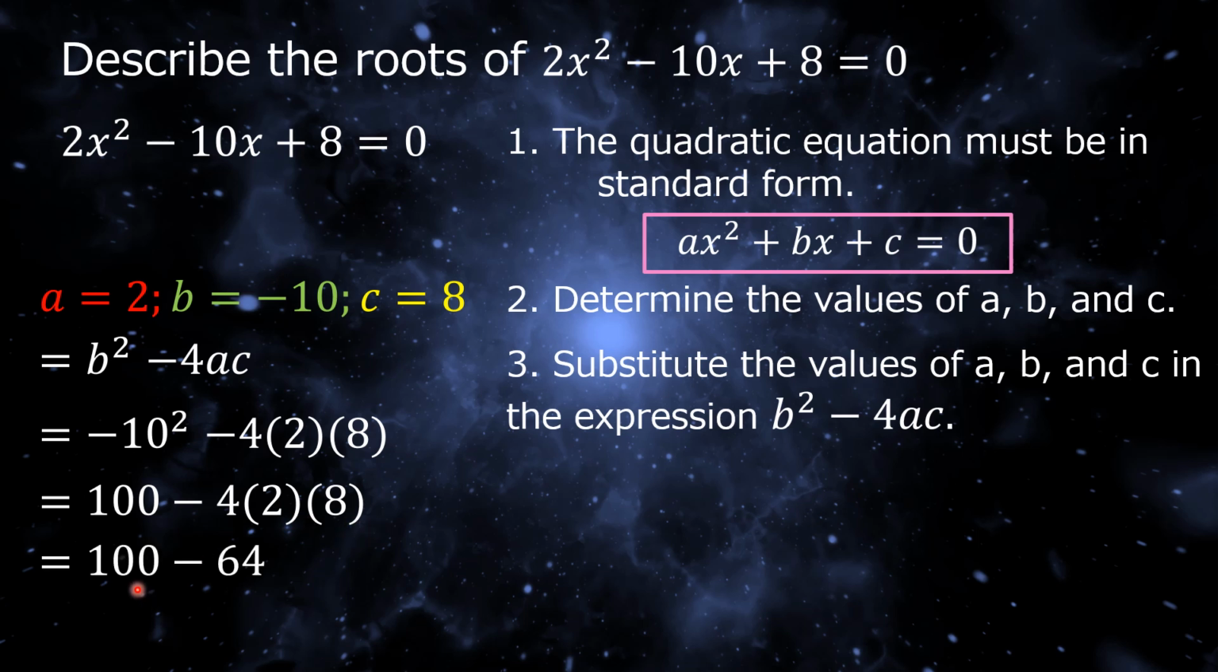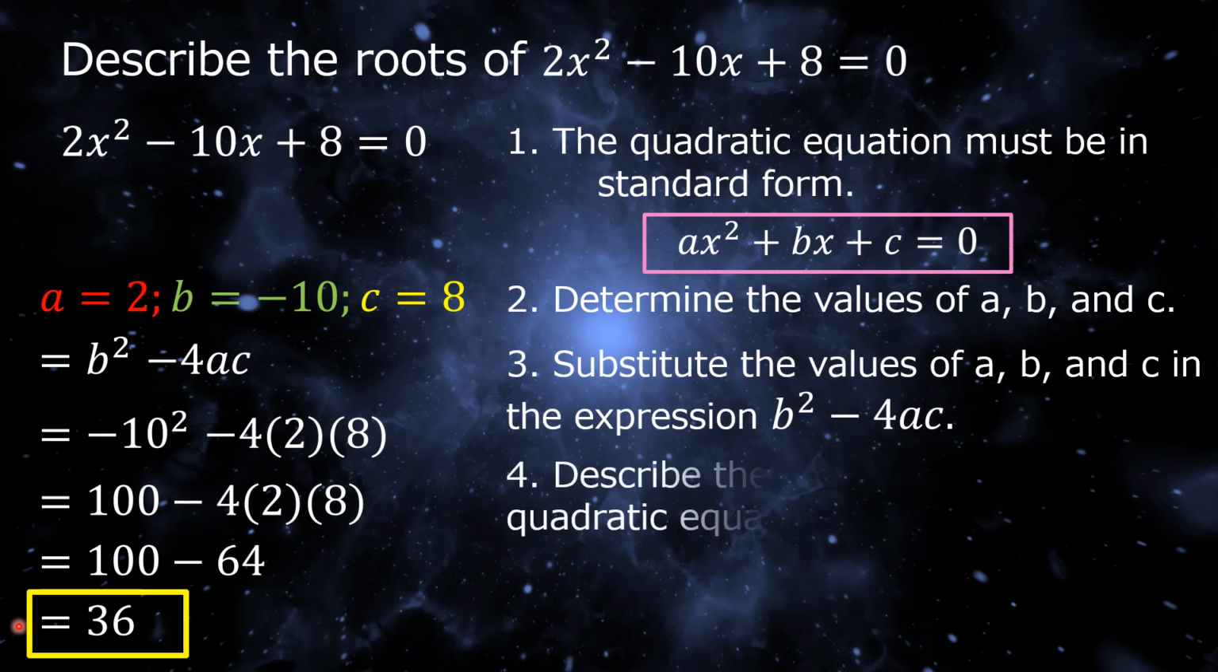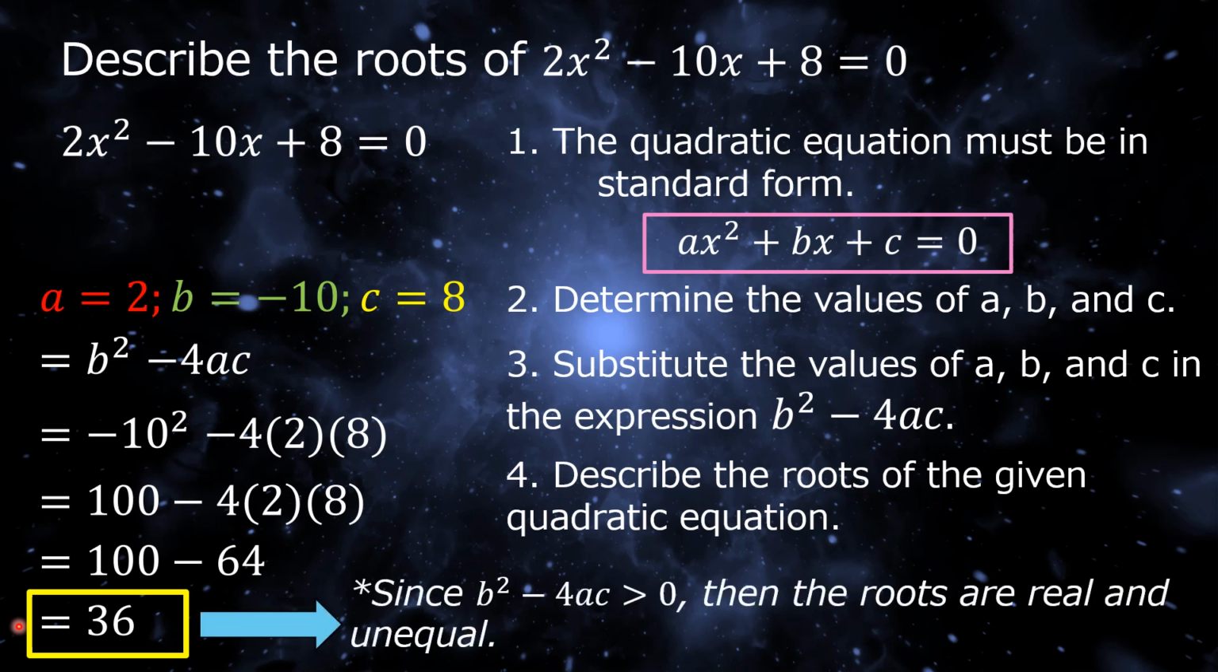So, i-bring down natin yung 100 minus 4 times 2 is 8. 8 times 8 is 64. So, let us now subtract. 100 minus 64 is 36. Fourth step is to describe the roots of the given quadratic equation. So, meron na tayong final answer ng discriminant which is yung 36. Ngayon, i-describe na natin ano ba yung roots ng quadratic equation. So, since b squared minus 4ac is greater than 0, dahil ang 36 ay greater than 0, then the roots are real and unequal.